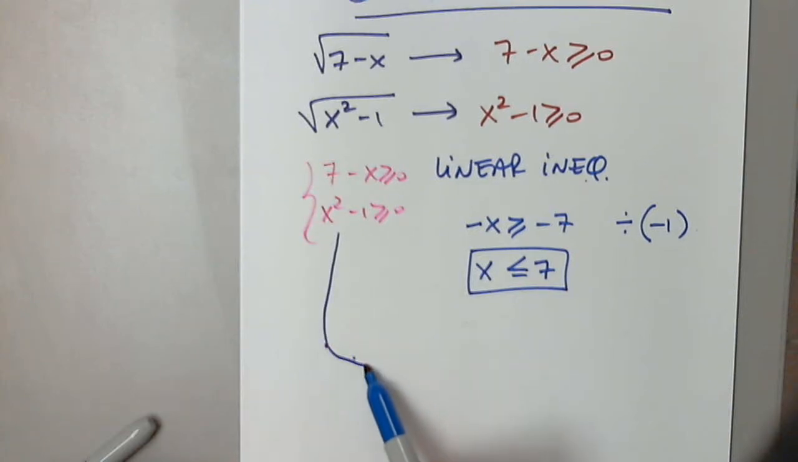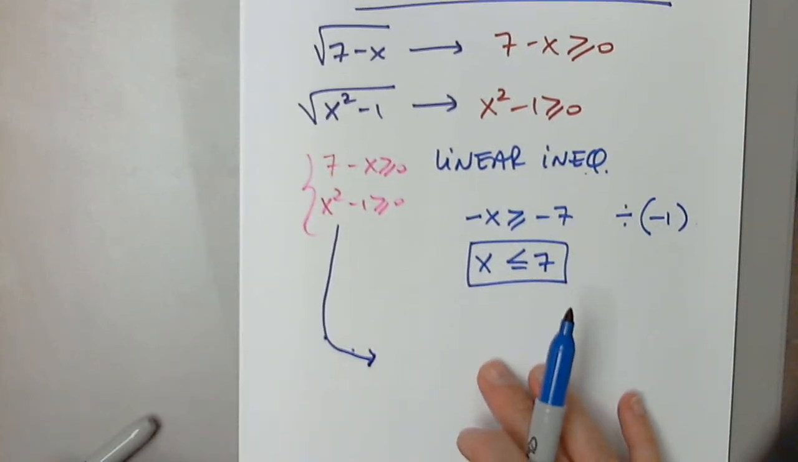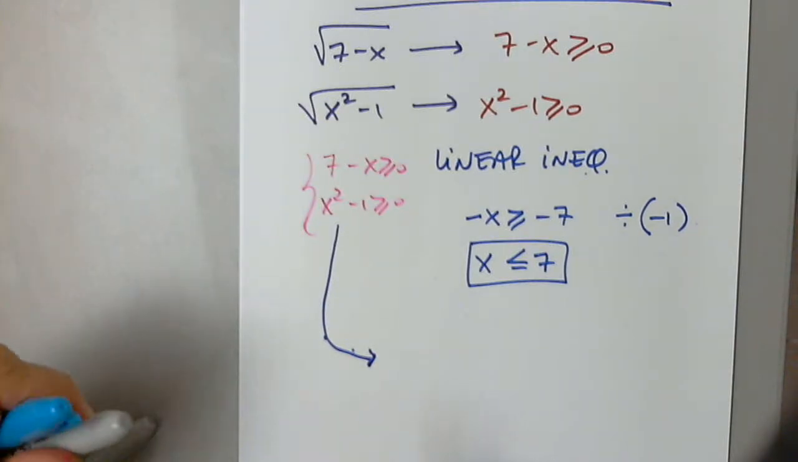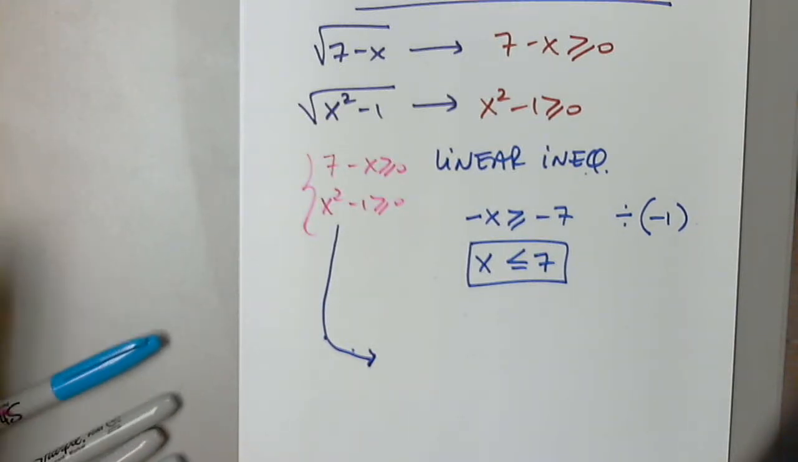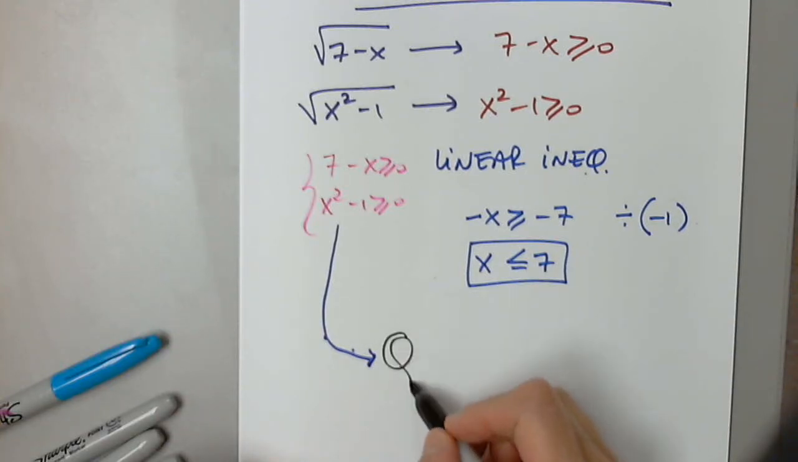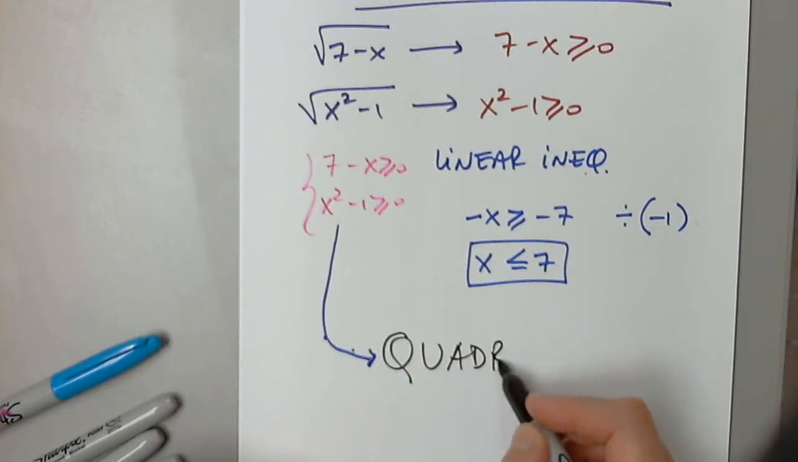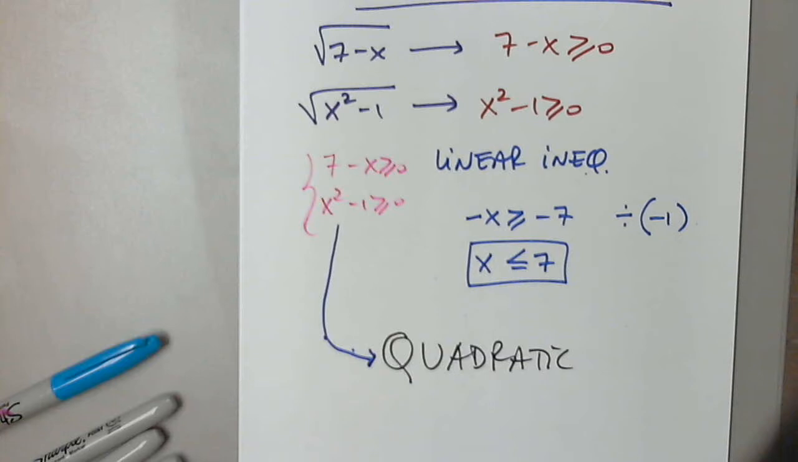Now, how do I solve this inequality? First of all, let's identify what it is. We can no longer say linear, but we can say quadratic. Thank you. It is indeed a quadratic inequality. And now I'm going to ask you how we solve it. What is the next step?